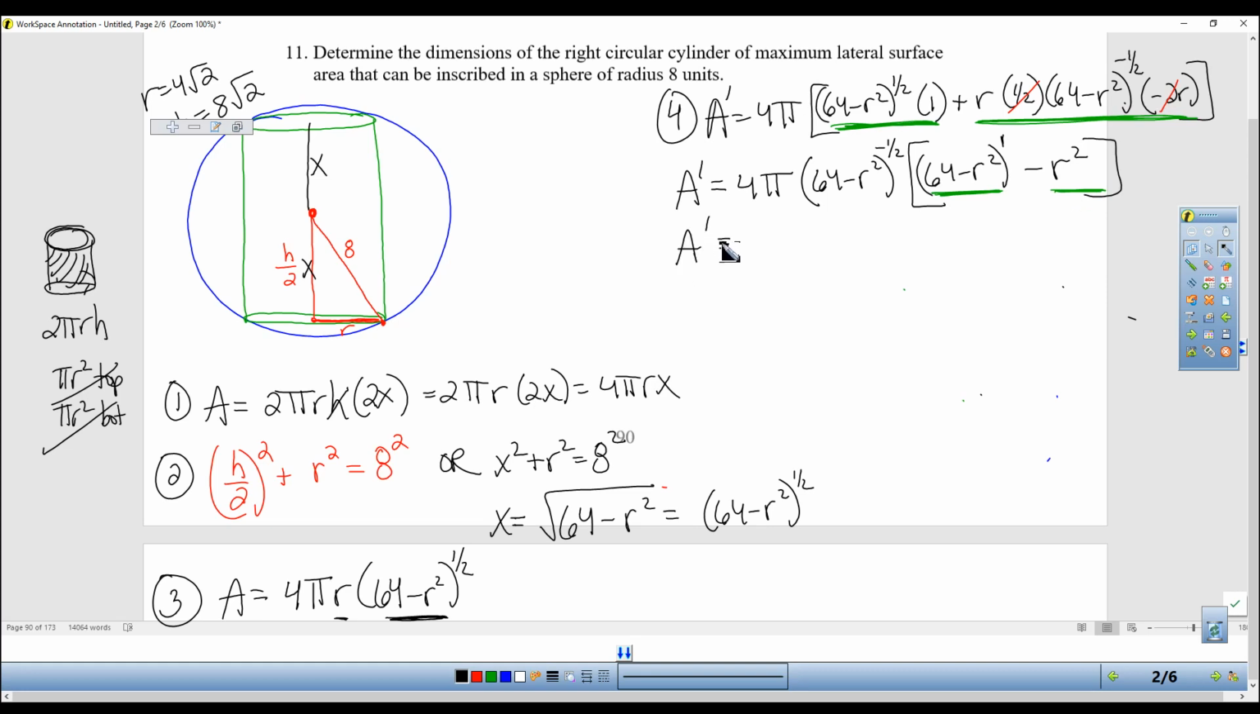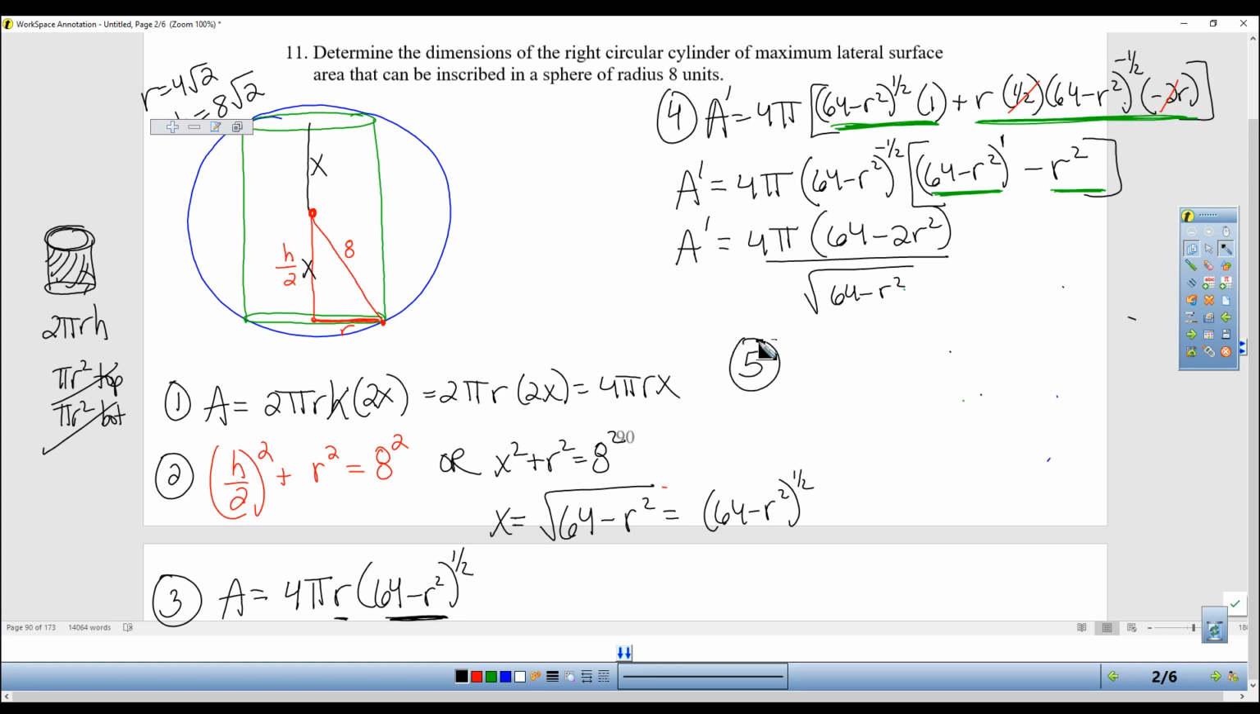So my derivative of my area is 4 pi. I'm going to change this back to parentheses now because I'm going to simplify it. 64 minus 2r squared over the square root, just an easier notation. And now that I'm done with my derivative, I can move it back.